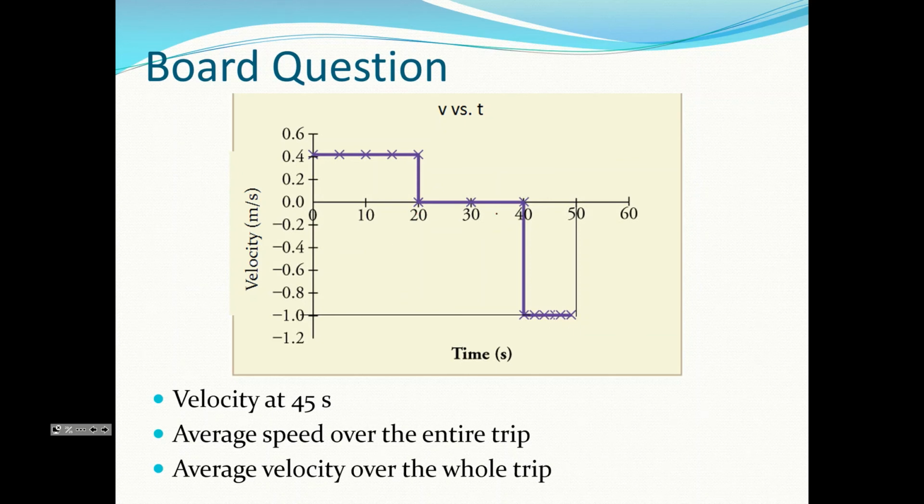So velocity at 45 seconds. Well, here's 45 seconds. My velocity is my y value. So velocity is -1 meter per second, and then backwards.